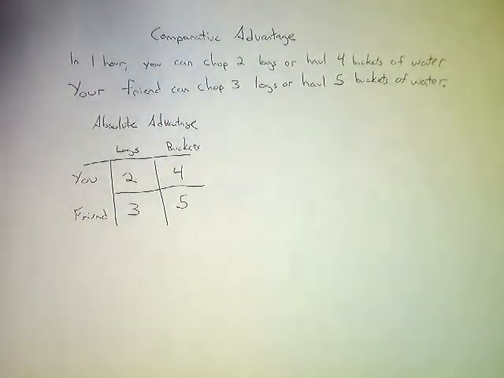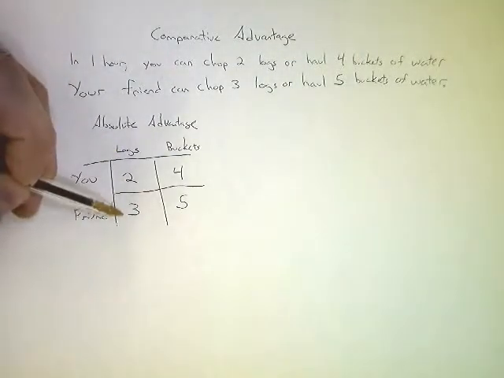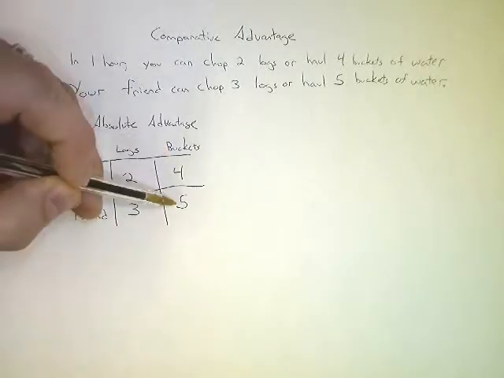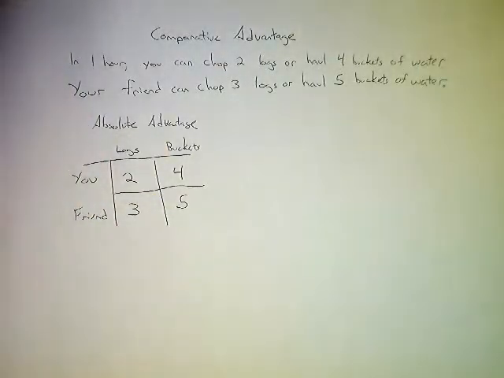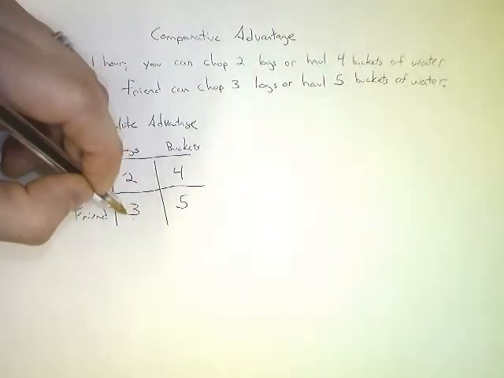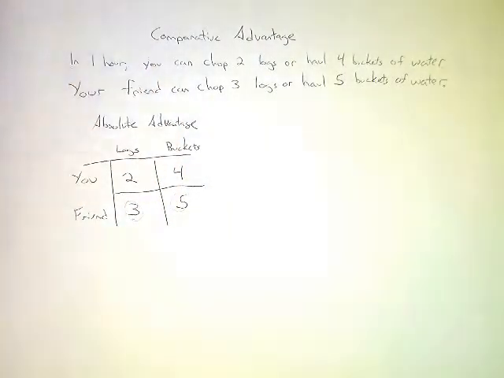Your friend has absolute advantage in both categories. We find absolute advantage by saying who can produce the fastest or who can produce the most. So in this case, who produces more logs? The friend does. Who produces more buckets? The friend does. So your friend has absolute advantage in both areas. And I'll just give a light circle around each one so we know who's who.